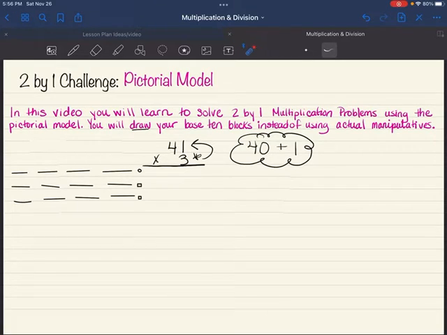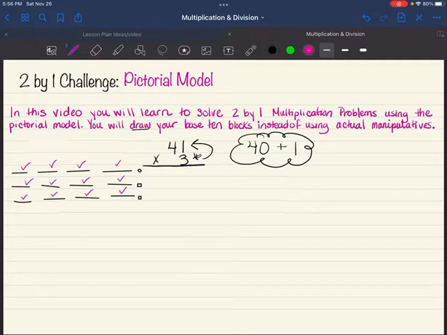So now I need to go ahead and count them all up so I can figure out how many I have. I need to solve the problem. Okay? So let's count them up. 10, 20, 30, 40, 50, 60, 70, 80, 90, 100, 110, 120. I like counting by tens. Counting by tens is easy.